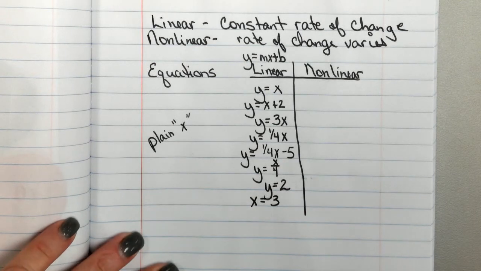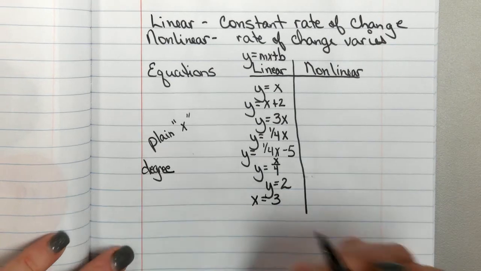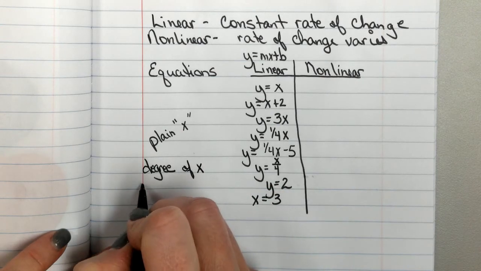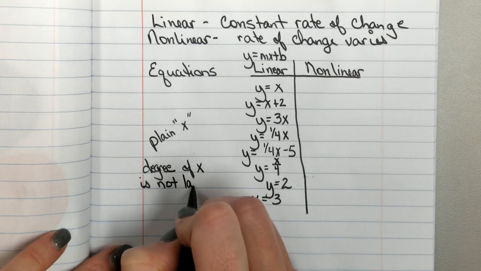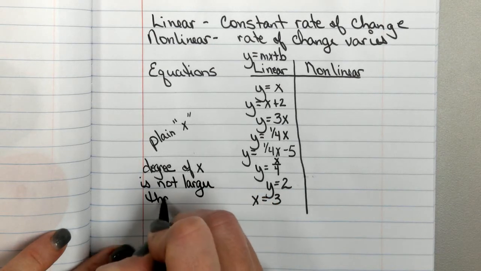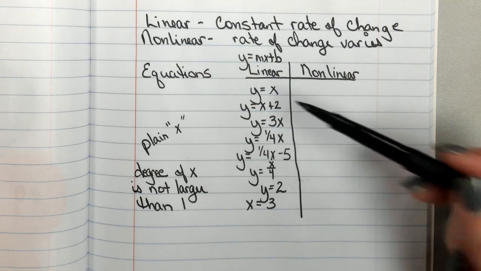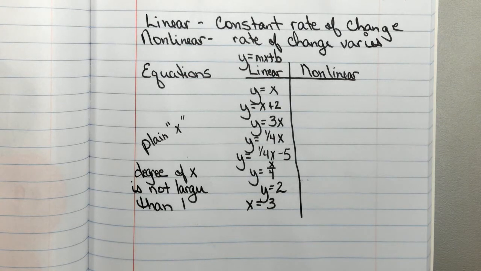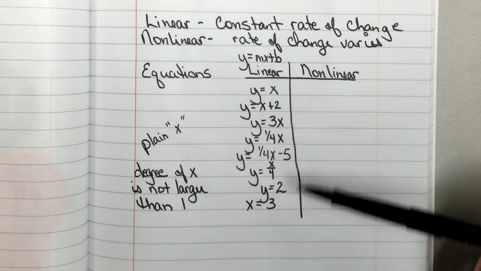And that's where we say it. Our technical description would be that the degree of x is not larger than 1. And degree means your exponent. Okay, so you're only going to have, remember, if you don't see an exponent, there's a 1 there, understood? So if I have any powers of x, then we're going to be looking at nonlinear. Okay, so if it's just a plain old x, like we're used to seeing, those are linear.